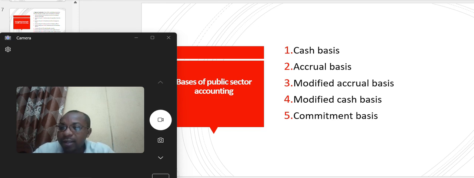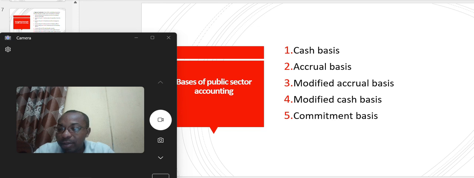So what this means in essence is this: when a transaction is done and the cash has not been received, that is the income aspect, the transaction will not be recognized in the books. That is cash basis, until cash is received. But when expenditure is incurred, whether the payment has been made or not, it is recognized in the books.